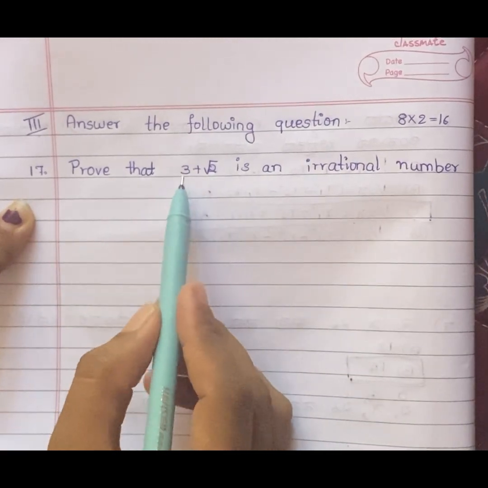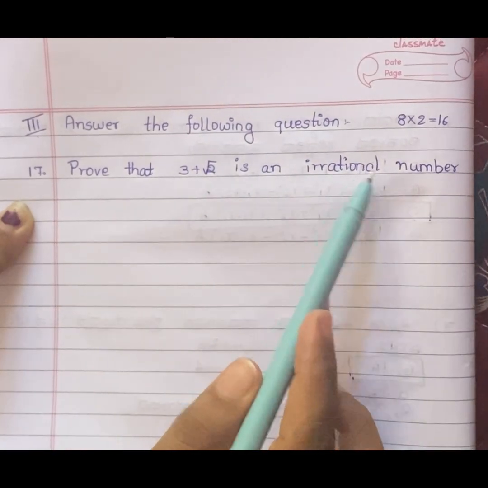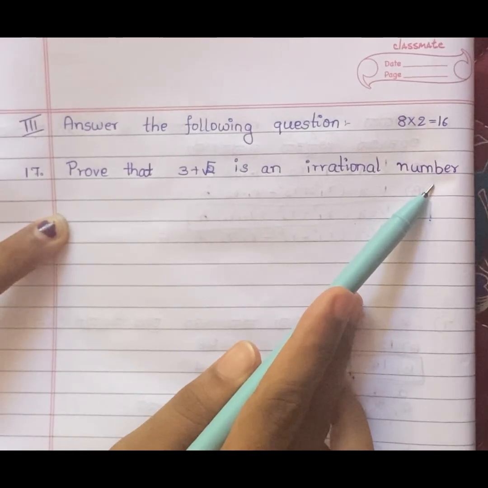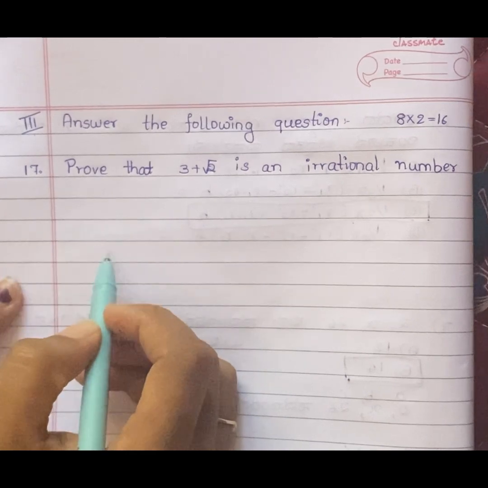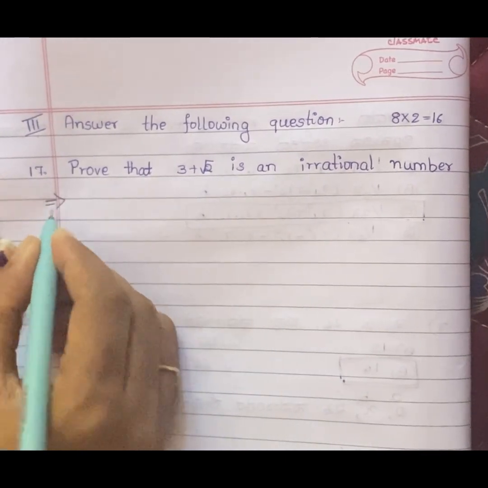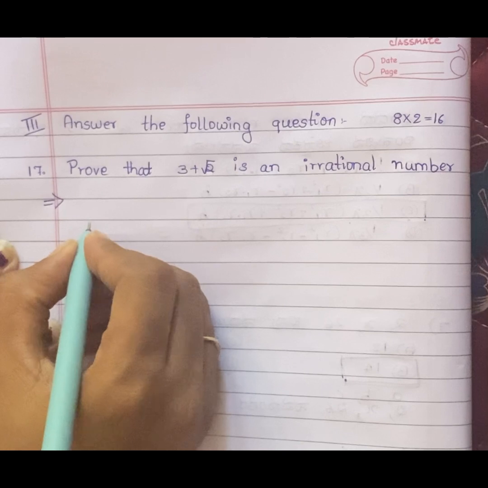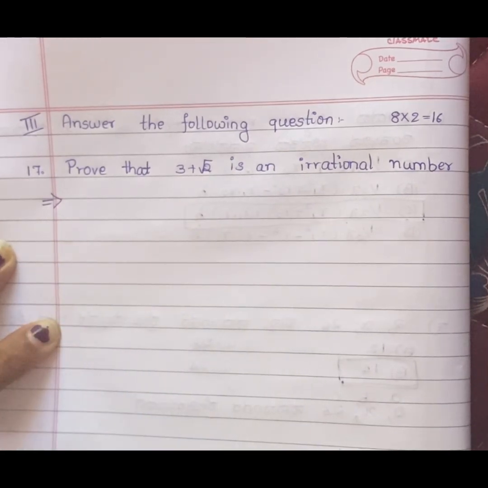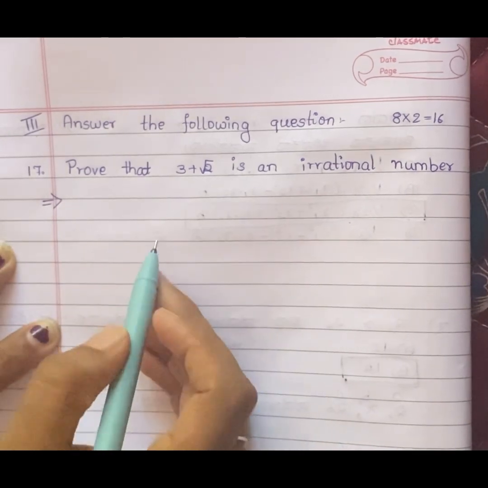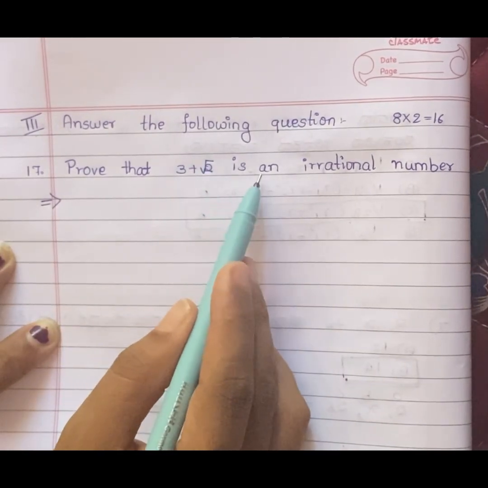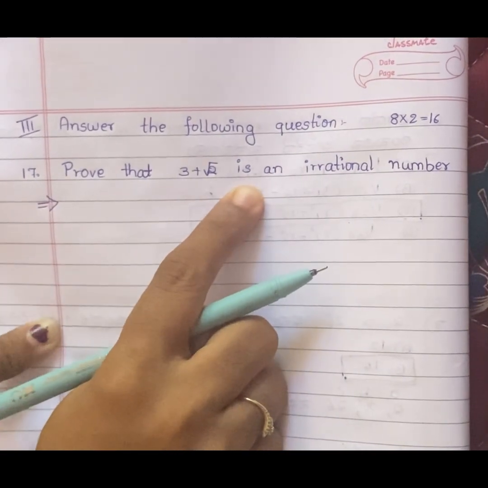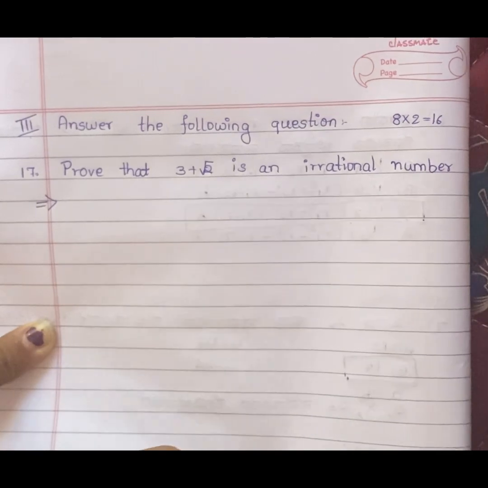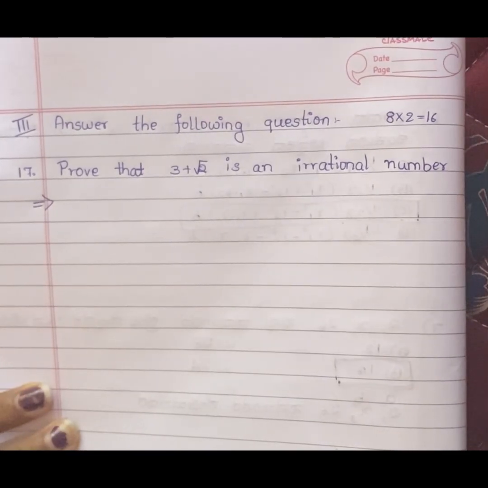Prove that 3 plus root 2 is an irrational number. So here we need to prove that it is an irrational number. What we need to do is take a contradictory statement. They asked us to prove that it is irrational, so we start by assuming that it is a rational number and prove it, so that at the end we get to know that it is not a rational number.